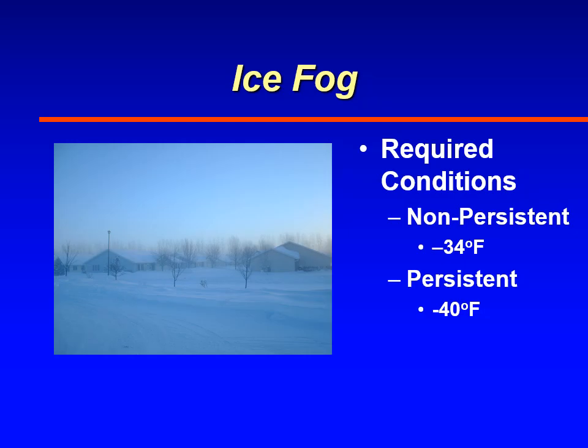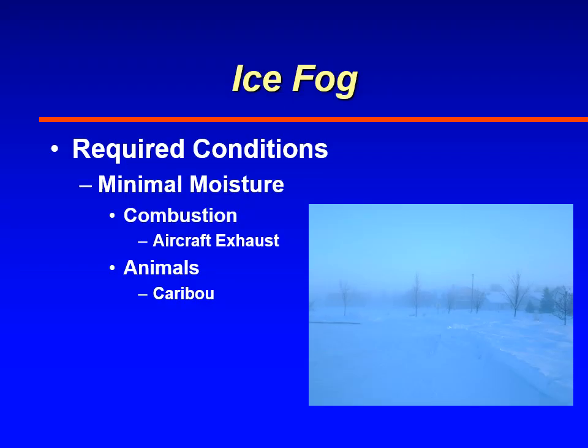These pictures were taken in Grand Forks when the temperature dropped to -32, and you can see ice fog in the area. When temperatures are really cold, below -30, you're going to have ice crystals. If it's down to -34, the ice fog is not going to be persistent, meaning that it disappears pretty quickly. But when you get to temperatures of -40 or colder, that's when the ice fog sticks around and doesn't burn off as easily. Required conditions: you need some sort of moisture source.